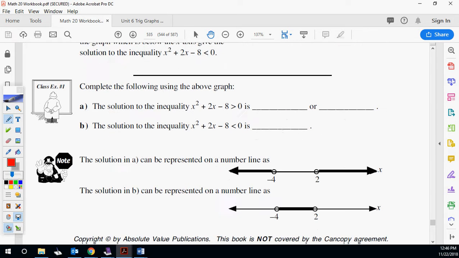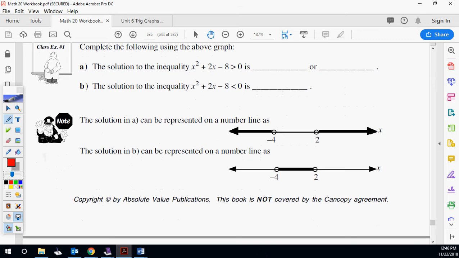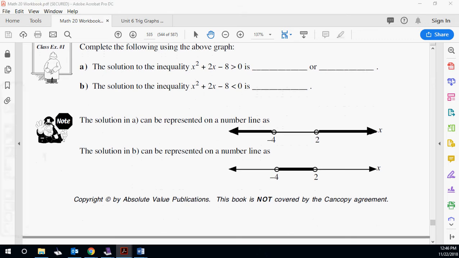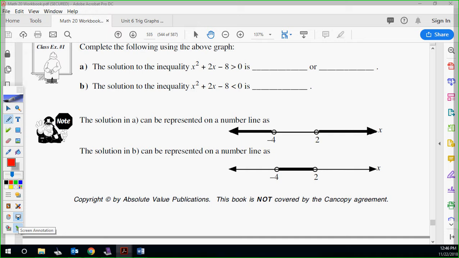Okay, so complete the following on the graph below. We already did this. The solution to the inequality, we just wrote them, so this is just rewriting what we wrote. It was x less than -4, x greater than 2, and then x is between -4 and 2. And these are the number line solutions. Okay, we'll talk about that too when you get done writing that in.